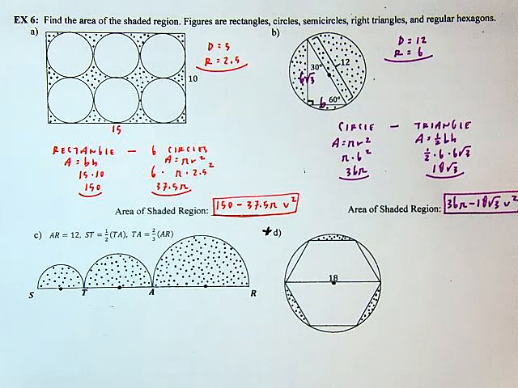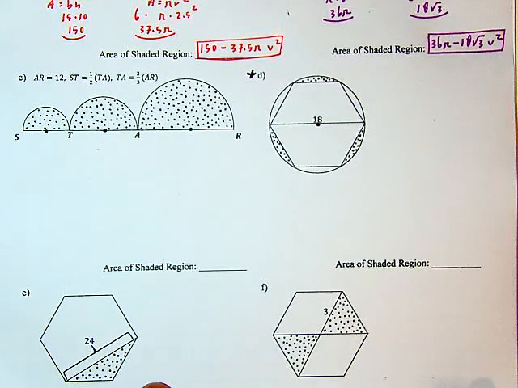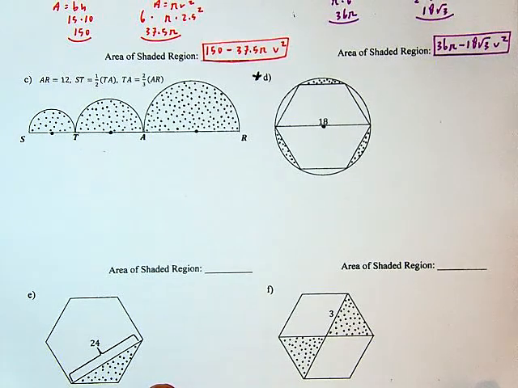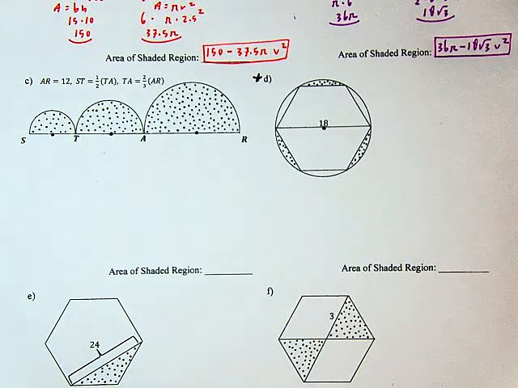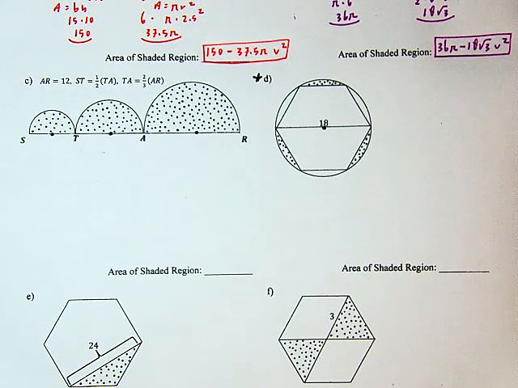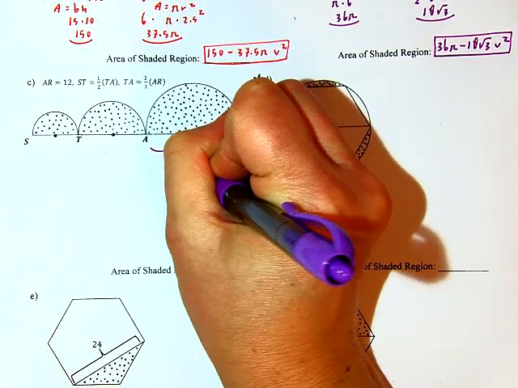All right, next up, in part C, it looks like I have 3 semicircles. So they're all half a circle. Each of these is half of a circle. What are we given? Let's see. We're given that AR is 12. So right here is 12.